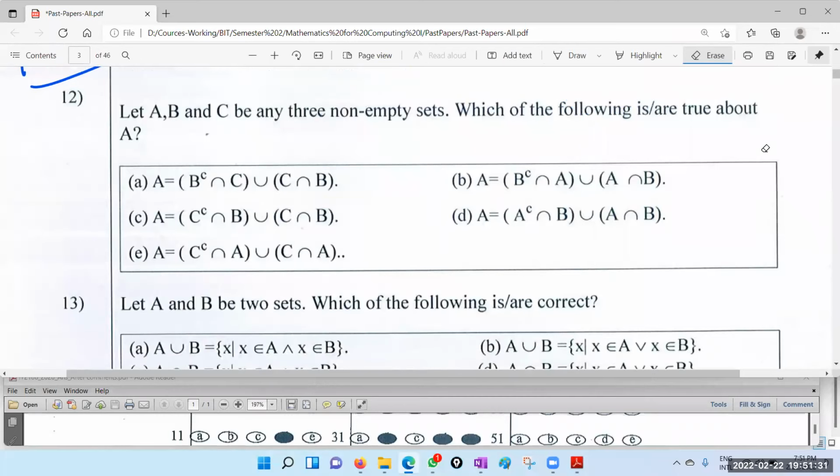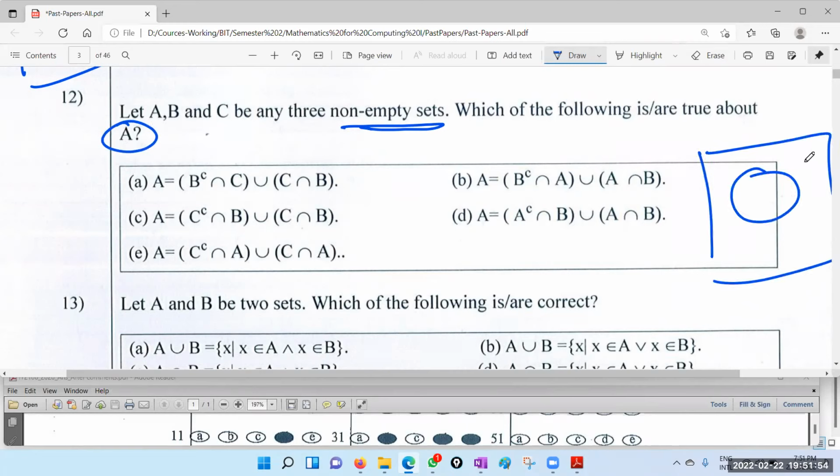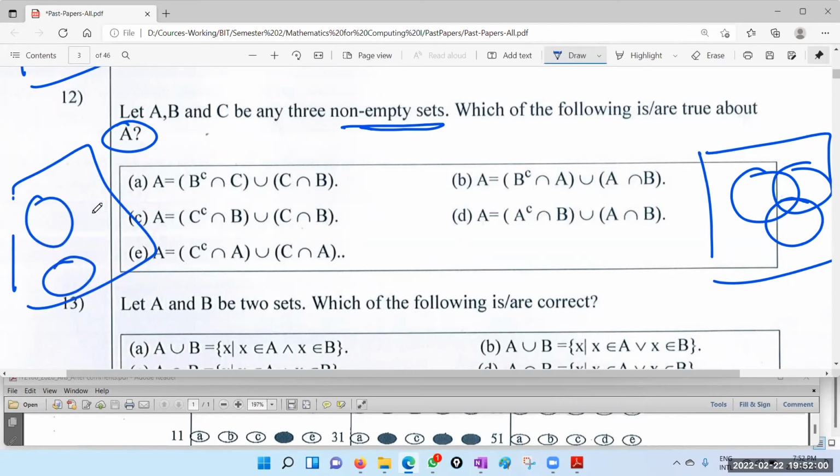Let A, B, and C be any three non-empty sets. Which of the following is/are true about A? A, B, C are any three non-empty sets. Which of the following is/are true about A? Again, there are so many possibilities. It can be something like this, or even something like this, and some other combinations.